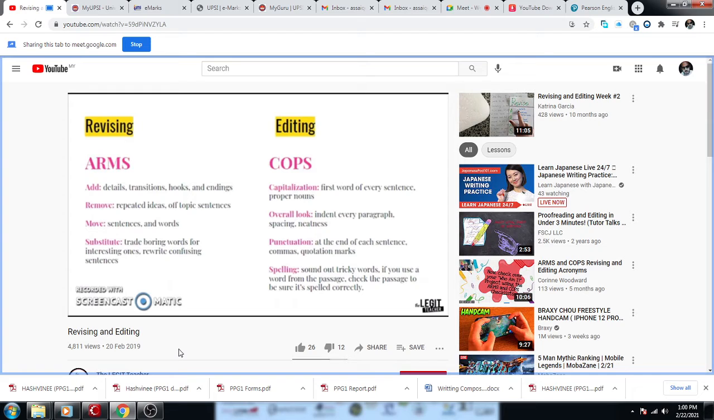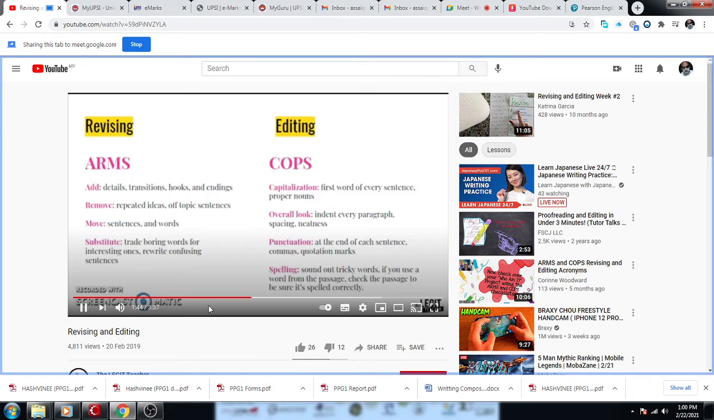You want to move sentences around so that this essay flows better, and you want to move words that are causing your essay not to flow well. You also want to substitute. That means trade boring words for interesting ones, and then rewrite any sentences that would cause your reader to be confused. When you edit the paper, you want to think about the word COPS.